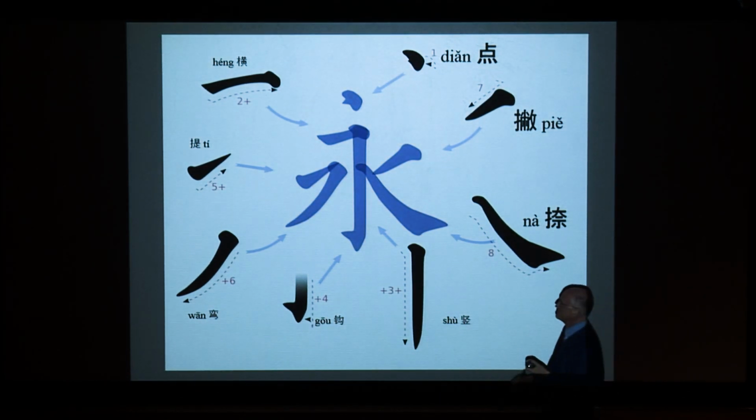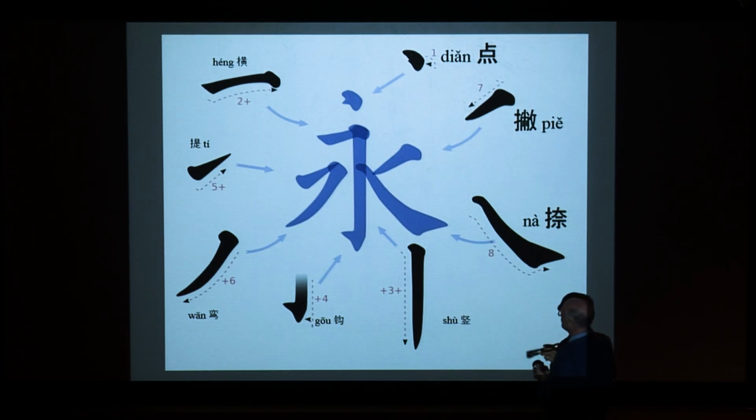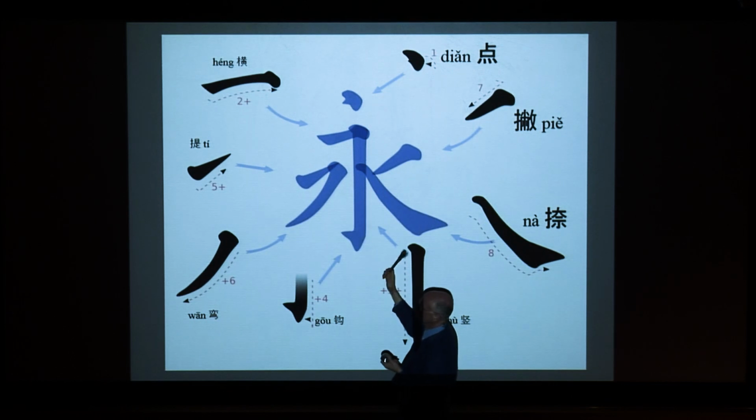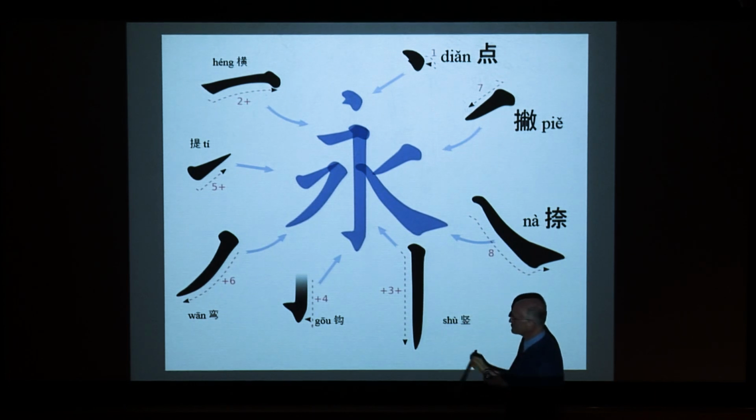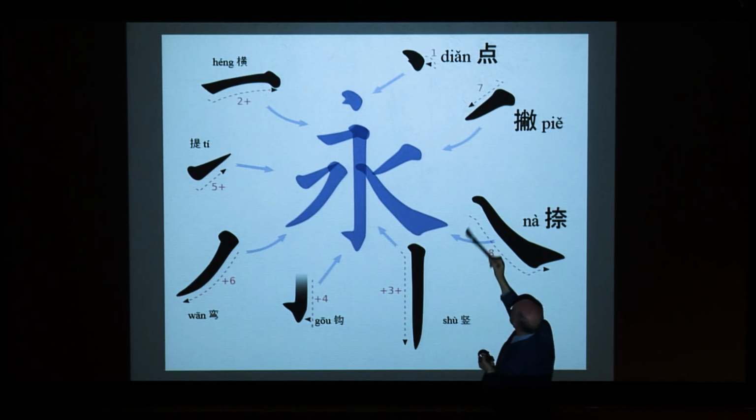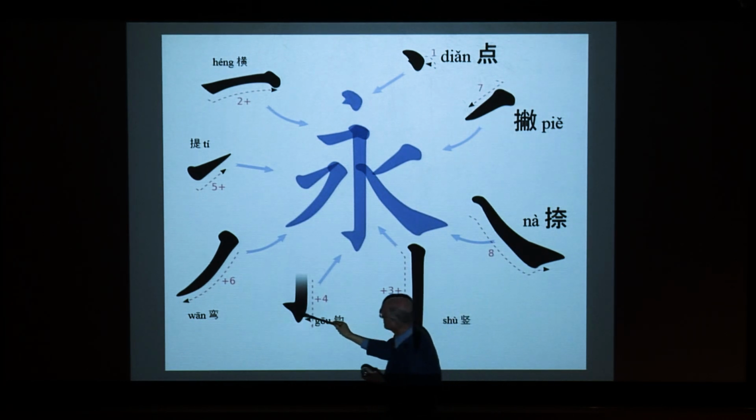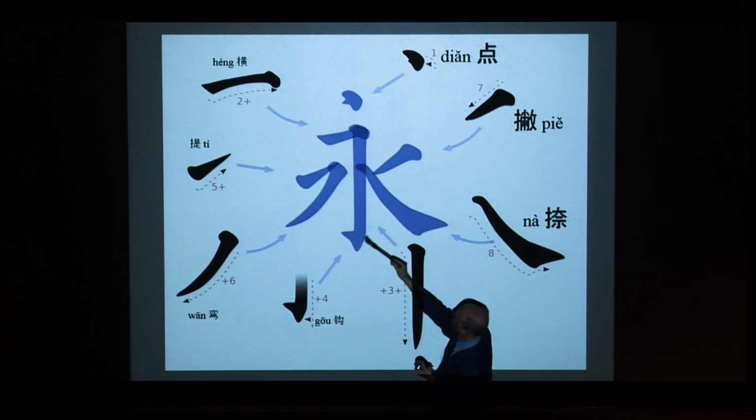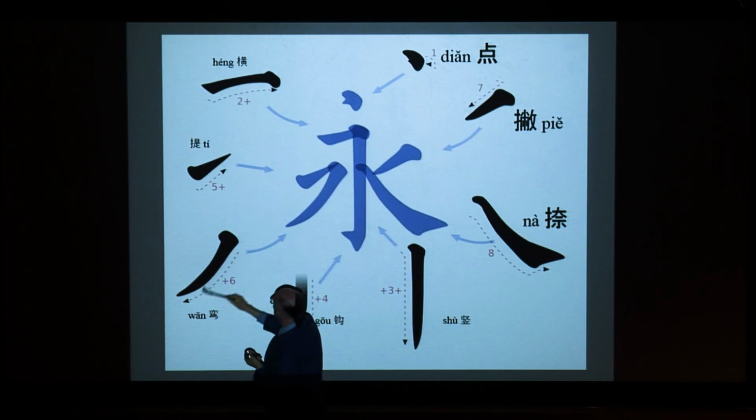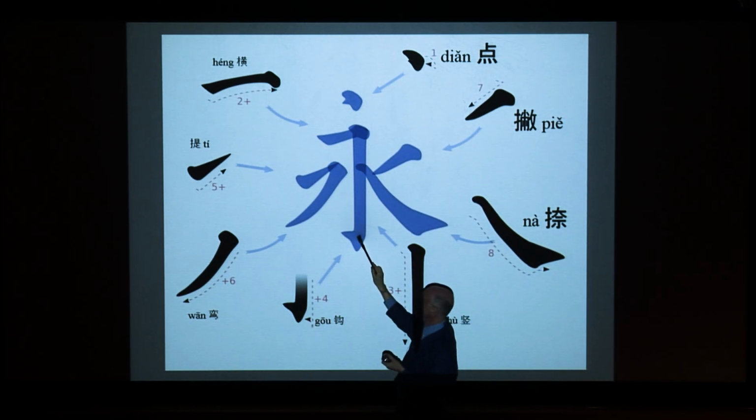When writing standard script, people generally like to warm up, practicing the individual strokes separately first. This character is called yong. It means eternity, and it's a very popular character for practicing because you've got all the basic strokes of standard script in it. The dot, the vertical stroke going down with a little kick to the side, the stroke over here goes up, wan, pie, and na. Put them together in the right order and you have yong.